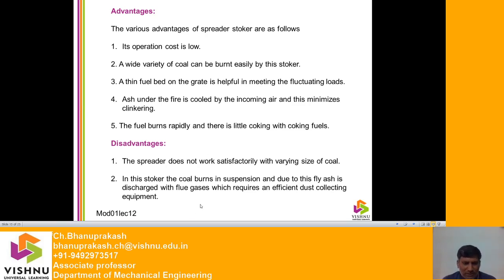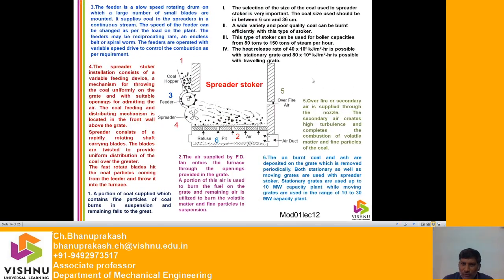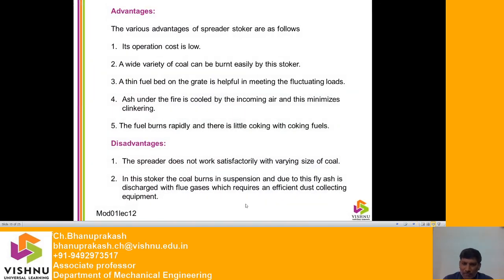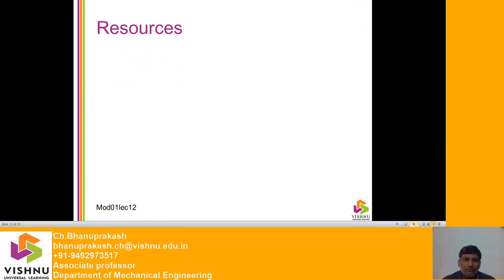Next, what are the disadvantages? Generally it does not work satisfactorily with varying coal size. Earlier we already discussed the size of coal: it is only suitable between 6 centimeter and 36 centimeter, not more than that, not less than that. Next, the fuel burns in suspension. Due to the suspension, the fly ash is discharged with flue gases, which requires efficient dust collecting equipment. So these are some disadvantages of this type of spreader stoker.